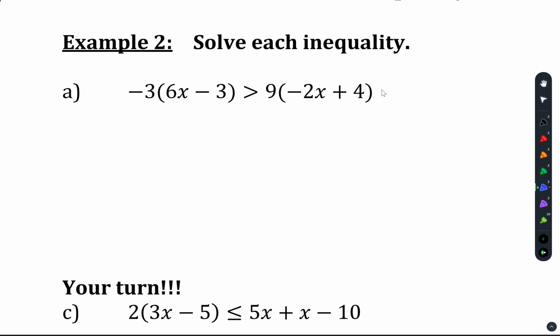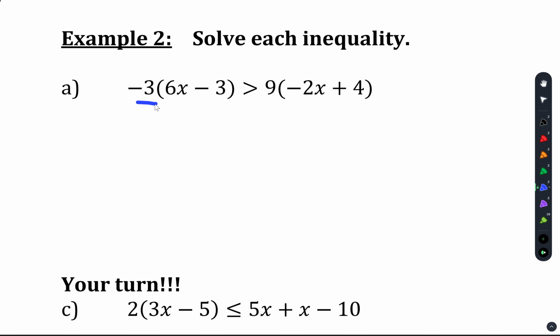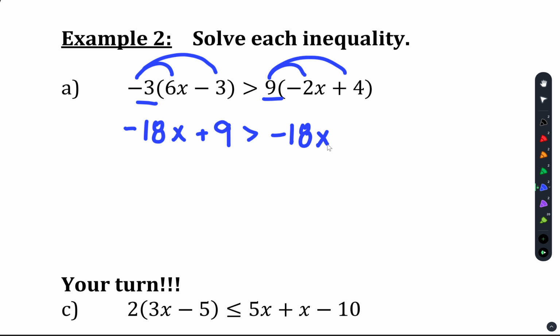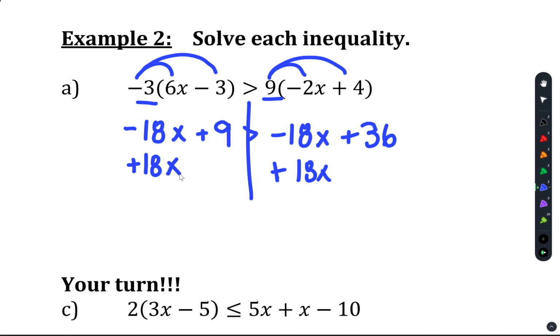Okay, so let's look at what this looks like. Oh, hello. I have a negative 3 that I'm going to distribute. This is negative 18x plus 9. I have this 9 that I'm going to distribute. It is negative 18x plus 36. Maybe alarm bells start to go off in my head, but maybe I don't see anything quite suspicious yet. So I'm going to move my variables all to the left side. I'm going to add this 18x. But look what happens when I add 18x on the left side over there. What's going to happen to it?